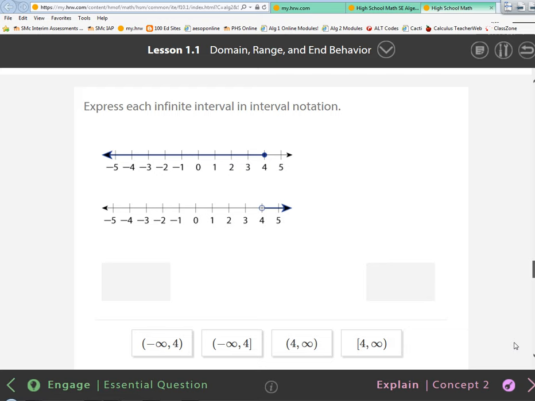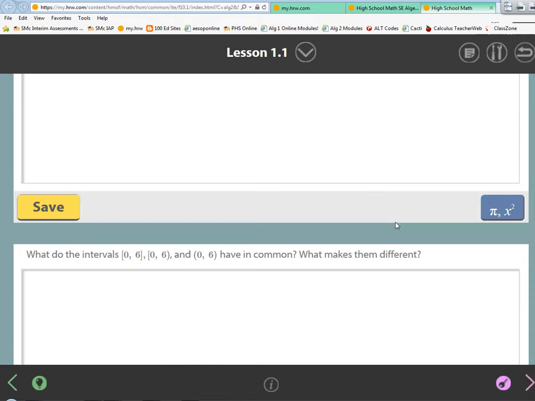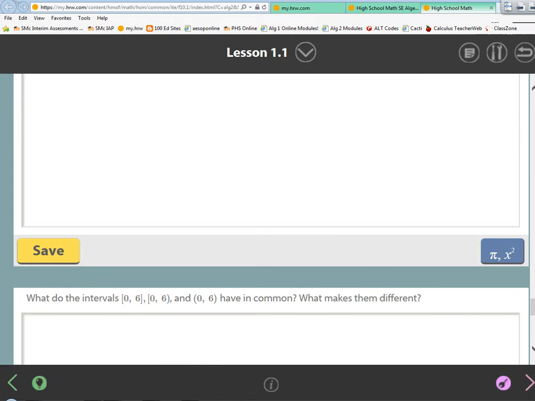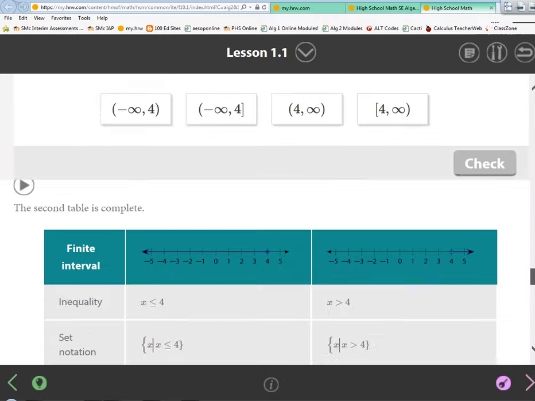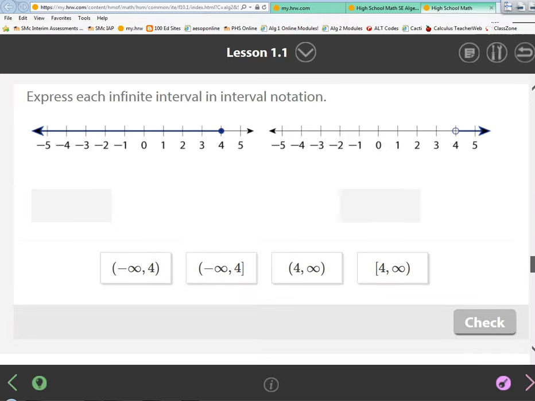First, second, third, or fourth? And that's a closed circle. Oh, is it? I'll make these bigger. Let's see, where are we? Right there. Okay.